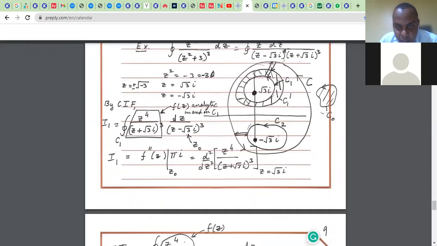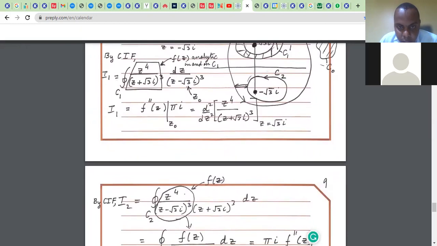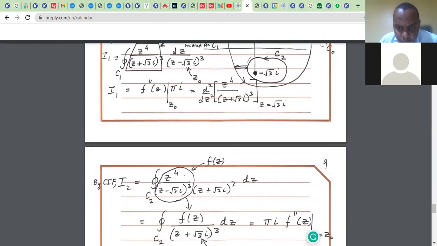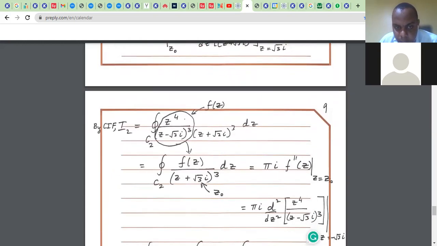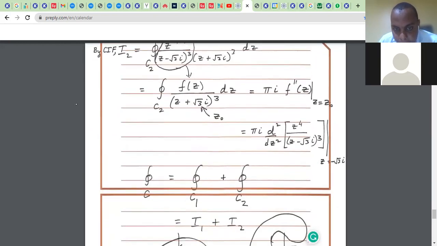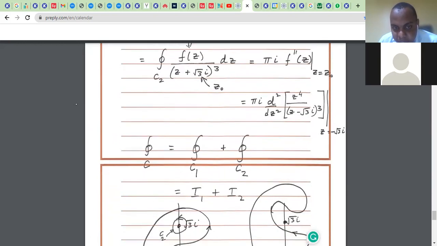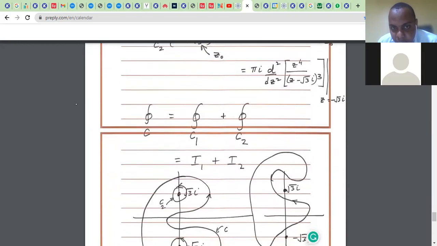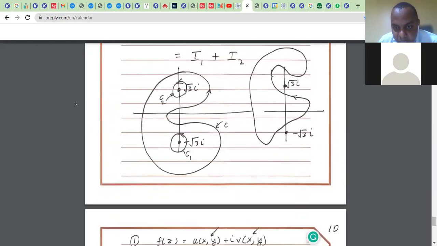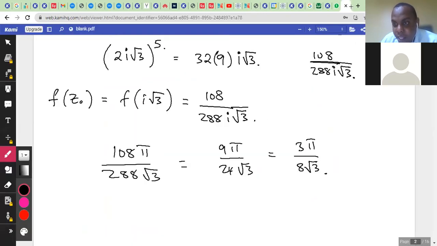So he did the second derivative. By i, he didn't do it, did he? No, he just left you to do it. It's pi i times the second derivative at z naught. And then he told you that you're going to do the same thing for the first curve, the second curve, add the two integrals, and that's it. So I will leave you to do the second one as well.